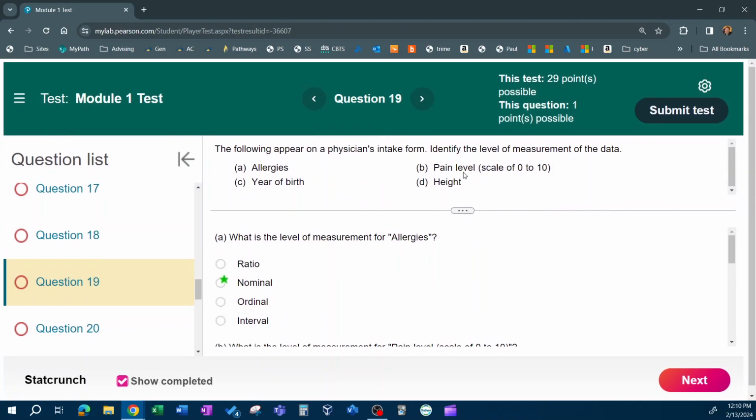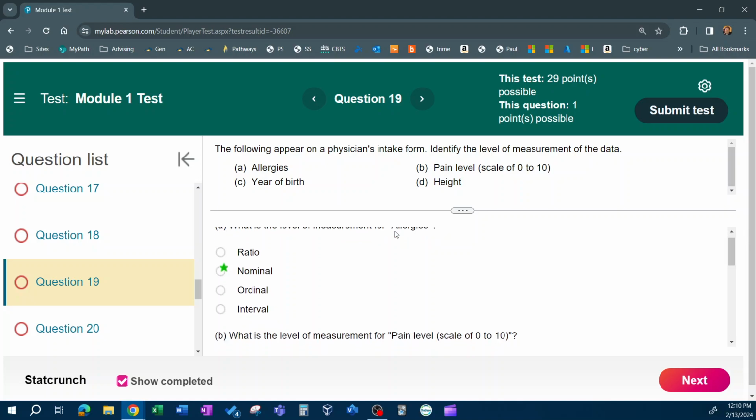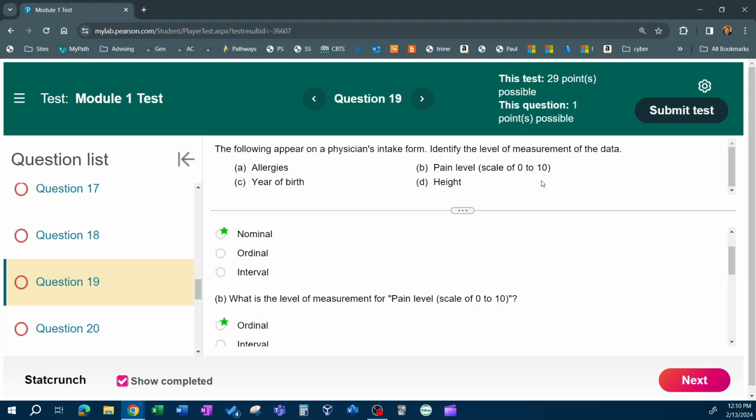On this question, you have four types of data, and you have to identify which one is which. Let's look at these. Of course, C we'll do right away. It says year. That's interval. Pain level, that's a scale of 0 to 10. What do you think that's going to be? That's going to be ordinal. Height is going to be ratio, like 0 height means there's no measurement there at all, like 0 inches high is 0. And allergies is going to be nominal. It's going to be a type or category of data.